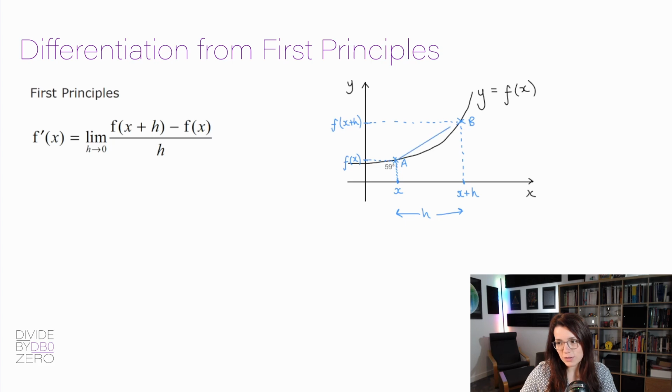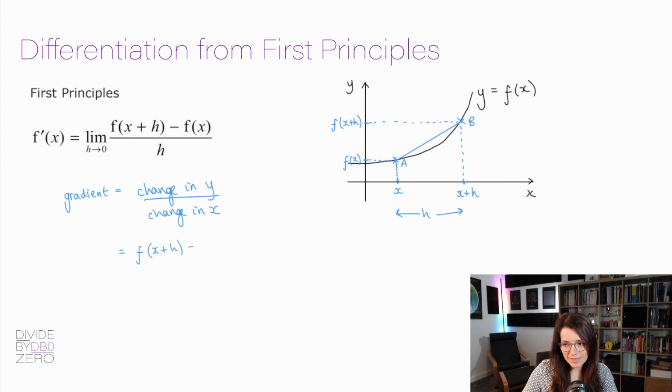Now, if we join those 2 points together, we get a line. And if we wanted to find the gradient of that line, we would normally do change in y over change in x. So that's just GCSE knowledge at this point. The change in y is going to be f of x plus h minus f of x. And the change in x is going to be x plus h minus x. Simplifying this gives us this. And as you can see, this expression is the same as the expression in the first principles formula.